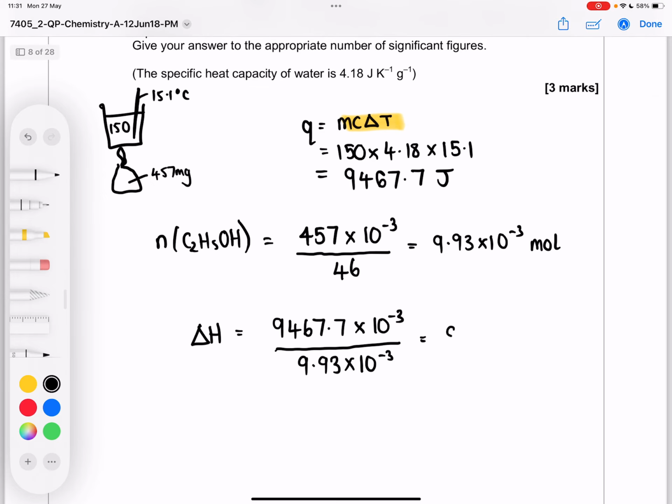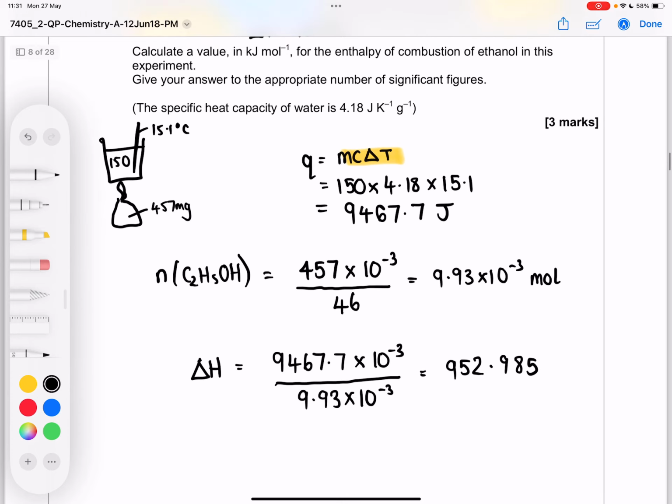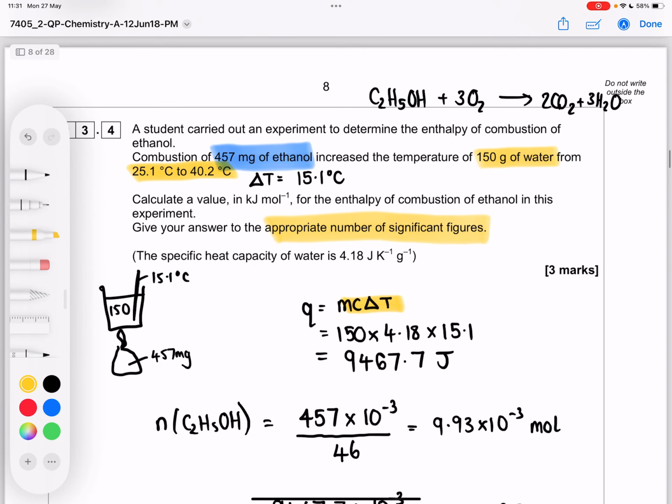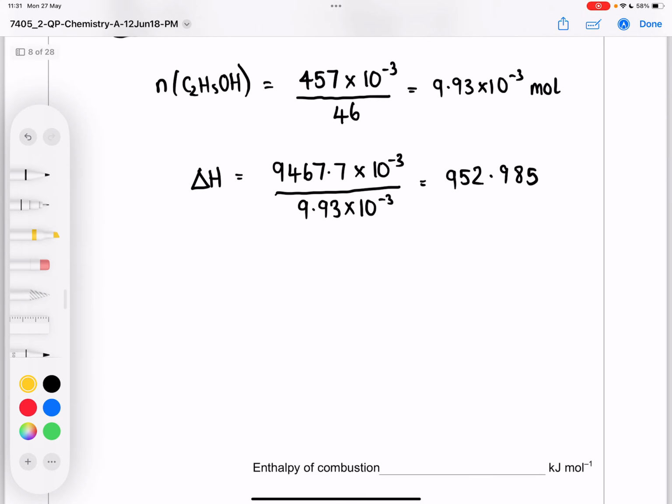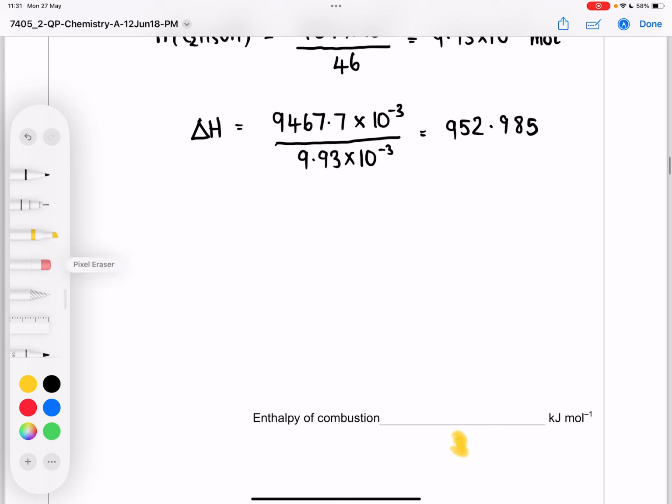So on my calculator, that's coming as 952.985. Now I'm going to give it to the, as asked, appropriate number of significant figures. So I'm just going to scroll up, 3 significant figures there, everything's been given to 3. So I'm going to round this to 3 significant figures, which would be 953.